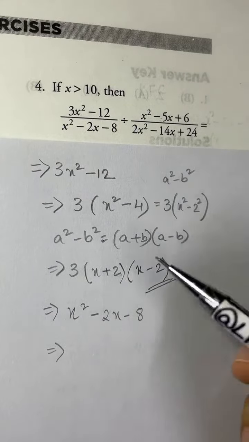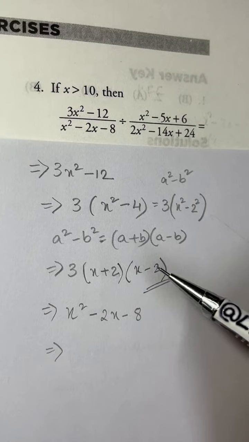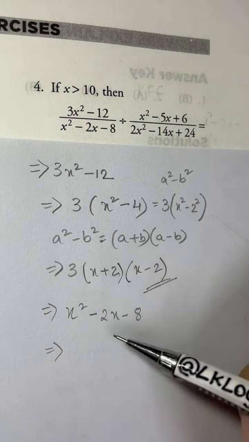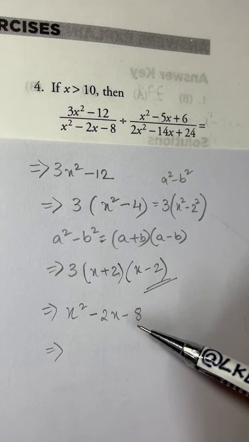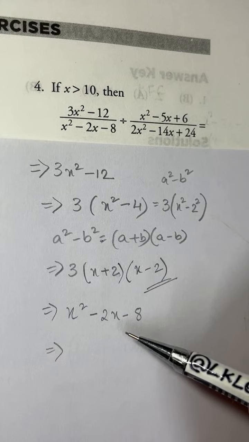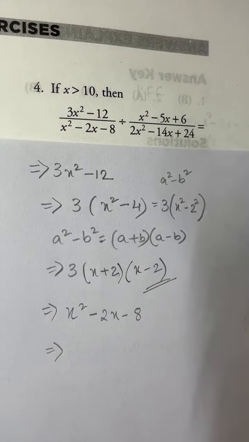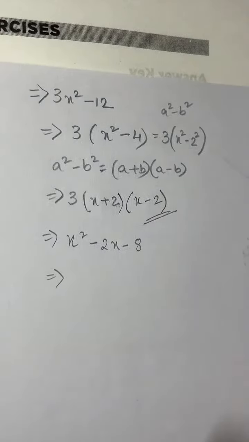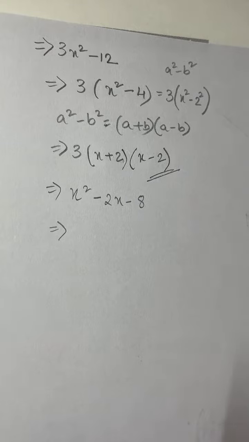If you can find out the greatest common factor, if you can split the equation, or if you can use product sum rule, or if you can use any identity, if you can use completing the square, or you can go ahead with quadratic formula. There are multiple ways you can solve. Okay, so let's see if you can solve for x squared minus 2x minus 8.